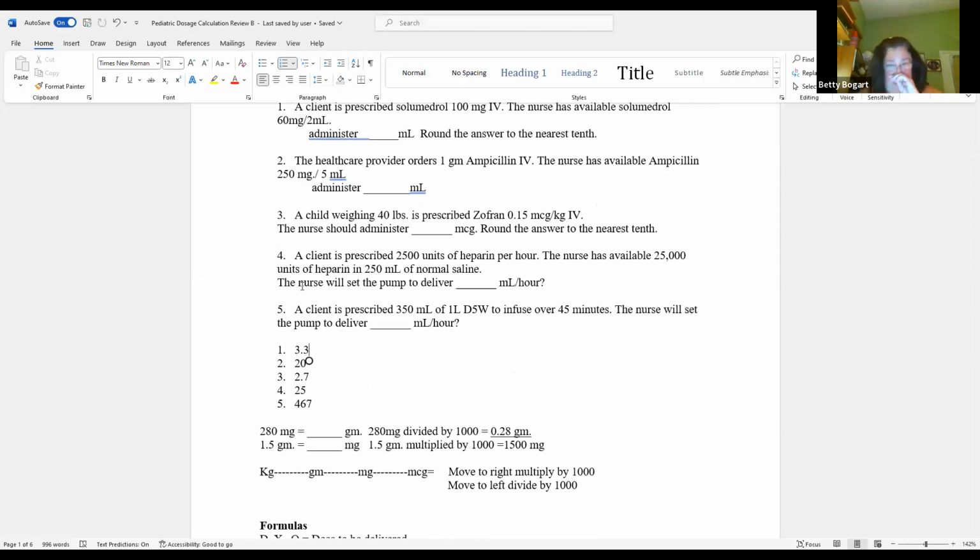Number 3 is, we have a child who weighs 40 pounds and is prescribed medicine, that's a DHQ question, 0.15 micrograms per kilogram IV. All we're looking for is a dose here. So we just need to figure out micrograms per kilogram. So let's go.